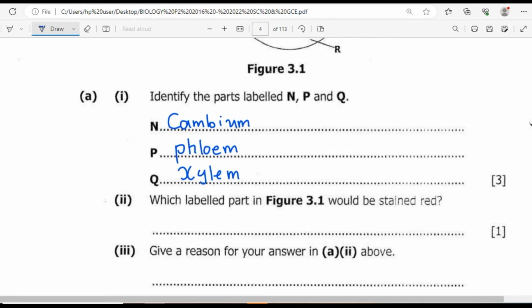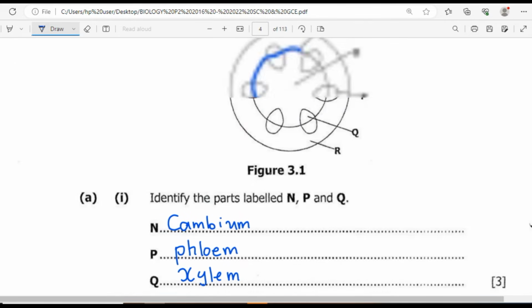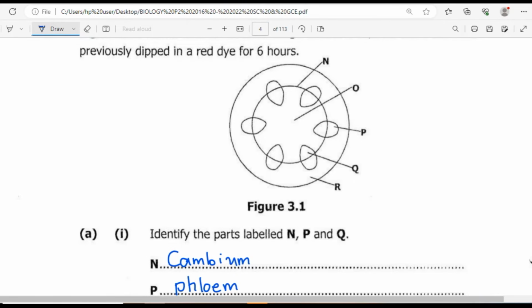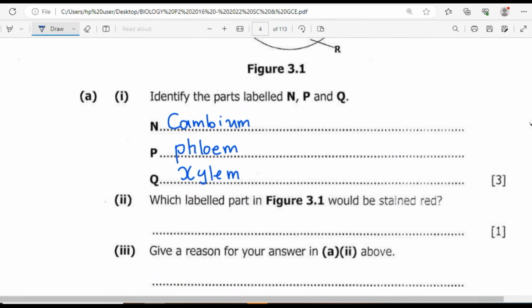Then A2, which labeled part in figure 3.1 would be stained red? Okay, so we are told this was dipped in a red dye for 6 hours. So the question is indirectly asking us which vessel will transport the red dye. Red dye is a solution. So which part would transport solution? We know that solution is transported by the xylem, so it's part Q.